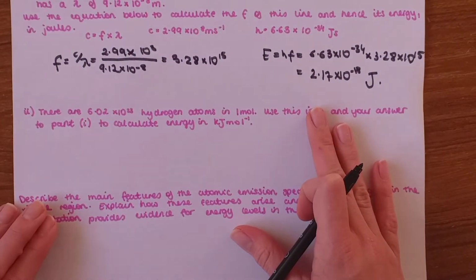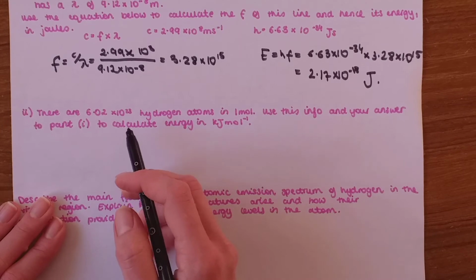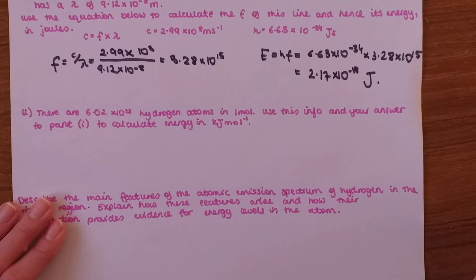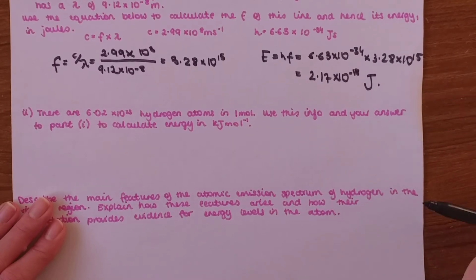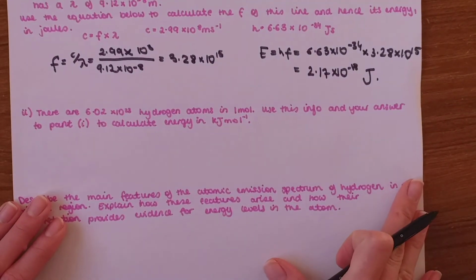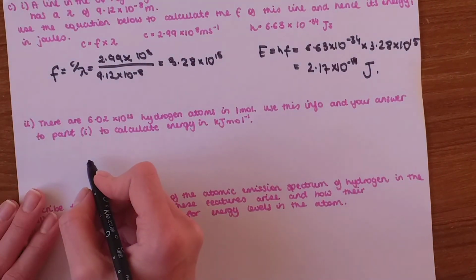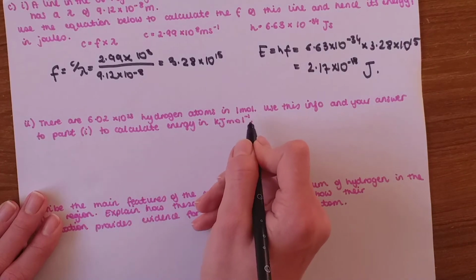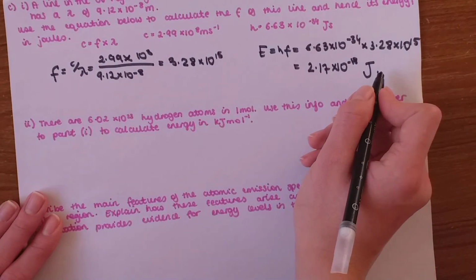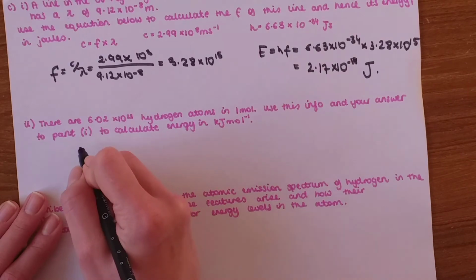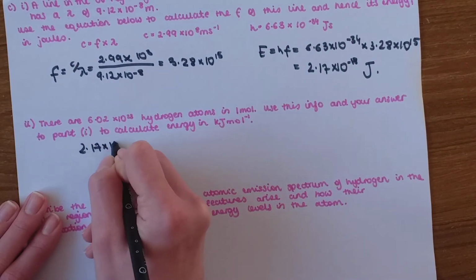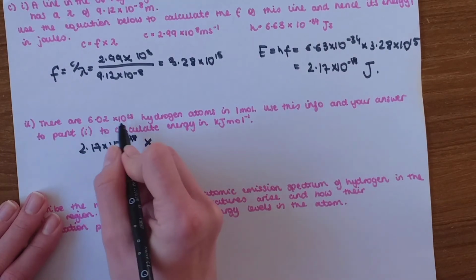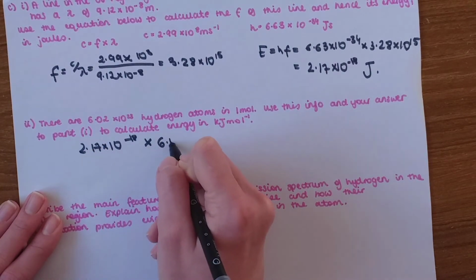The next part says there are 6.02 times 10 to the 23 hydrogen atoms in 1 mole. Use this info and your answer to part one to calculate the energy in kilojoules per mole. So what you've got to do for this one, it says kilojoules mole minus 1. We've got joules, so we've got to times our joules by the number of hydrogen atoms in 1 mole.